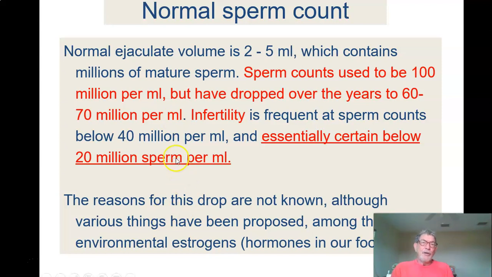It seems like it's probably dropped because of our change in diet that has a lot of beef and things, and even other products are sometimes treated with female hormones. There may be some other reasons for that, but it's somewhere around 60 or 70. If you get much below that, you can be infertile.